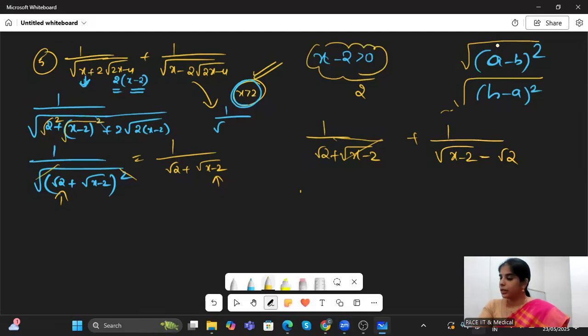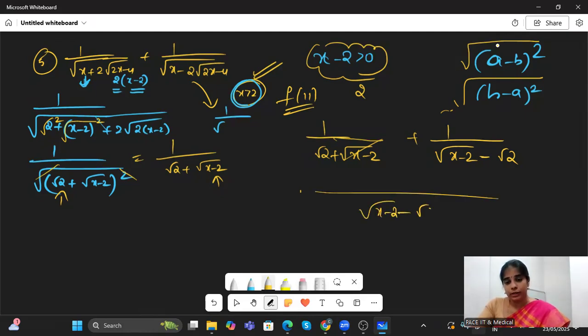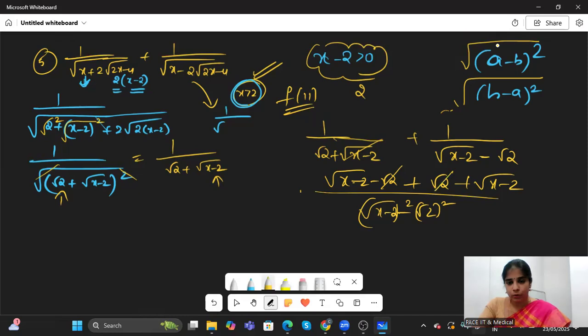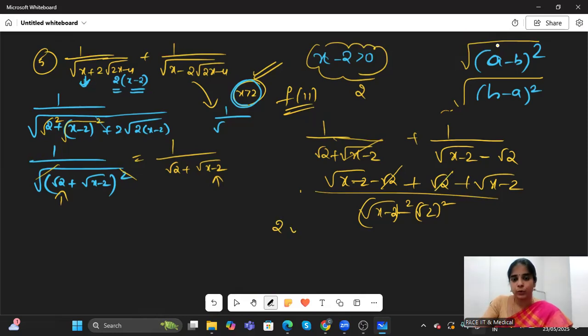So when your question is regarding f of 11, I guess, right? Obviously 11 minus 2, that will be greater than 2, isn't it? So that means consider root x minus 2 minus root 2. Now (a minus b)(a plus b) is a square minus b square, that is root x minus 2 whole square minus root 2 square in your denominator. Root x minus 2 minus root 2 plus root 2 plus root x minus 2, right? So these two get cancelled. The final answer remains 2 root x minus 2 upon x minus 2 minus 2.